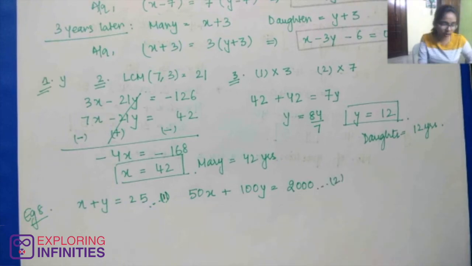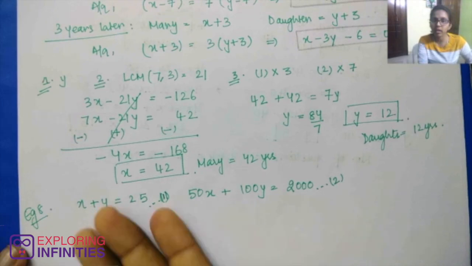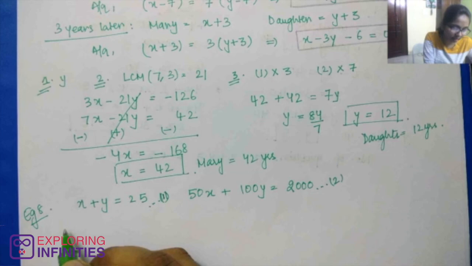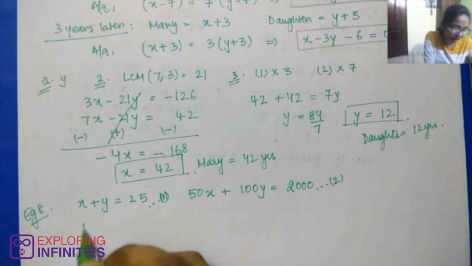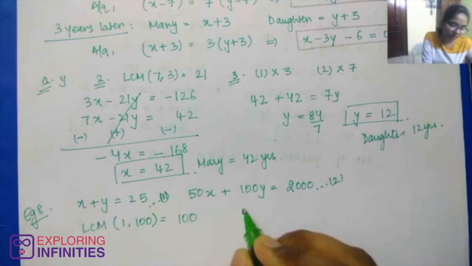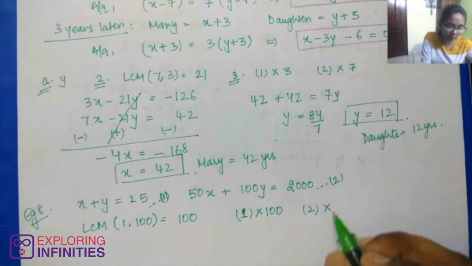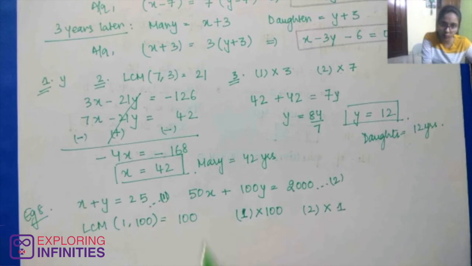Now we have to choose again a variable. I am choosing the variable y in this case, because even if you choose x, it's the LCM of 1 and 50 only, and for y the LCM of 1 and 100 is 100 only. So it's like just multiplying your equation number 1. So I'm choosing my variable y, and my LCM for 1 and 100 is 100. I multiply my first equation by 100, and the second equation I don't have to multiply by anything, I just multiply it by 1. That's simply the very same equation.